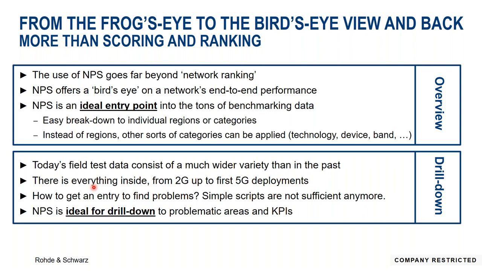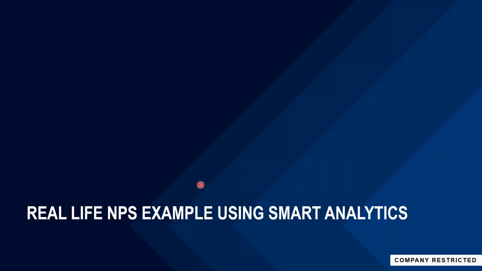Okay, so as you can see, the NPS, the network performance score, is more than just ranking the different networks. It is not just a benchmarking tool. We can actually go down into individual regions or categories to see how exactly the network performs. And then of course, we have to go into each of these KPIs and drill down into these different problematic areas according to the problems we see from the KPIs. So that is a good overview and example of how we can use this NPS to do benchmarking and network optimization.